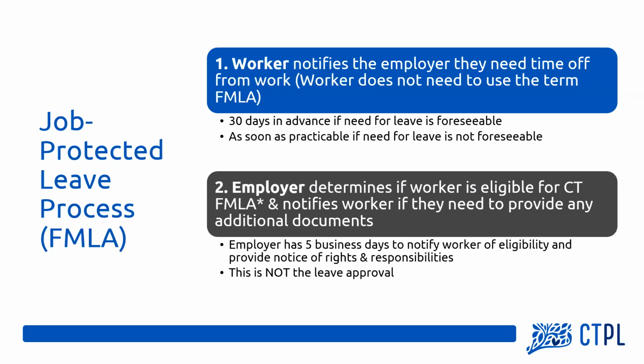The employer determines if the worker is eligible for Connecticut FMLA and notifies the worker if they need to provide any additional documentation. The employer has 5 days to notify the worker of eligibility and also provide what's called a Notice of Rights and Responsibilities, which is also located on the DOL website. Please note this is not the leave approval.